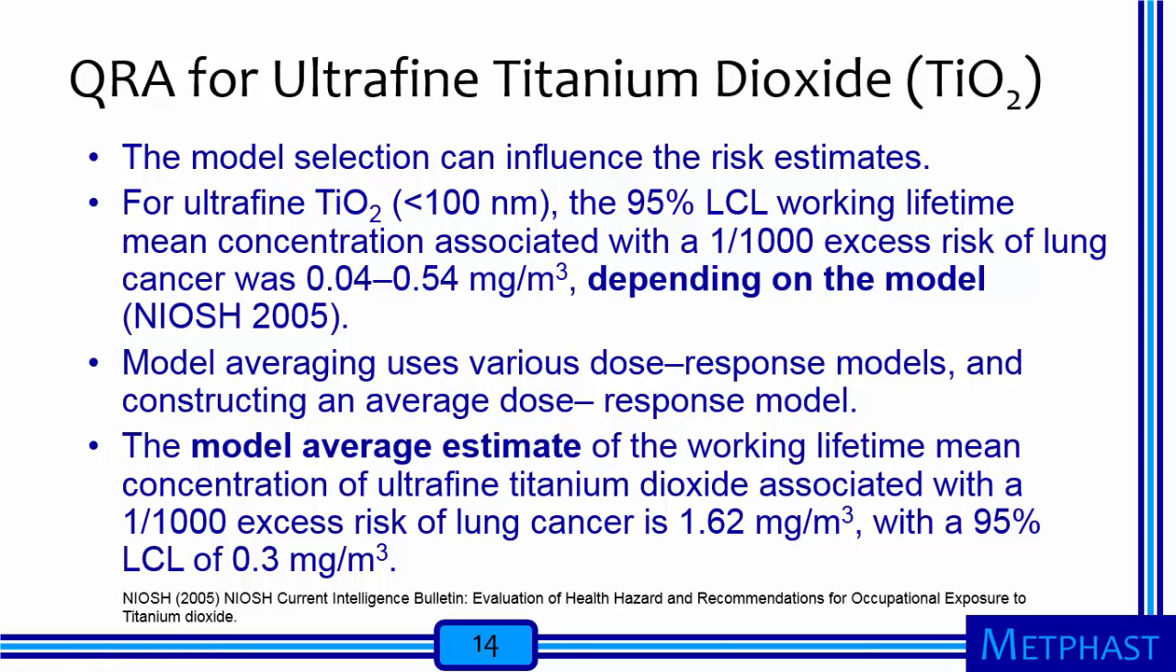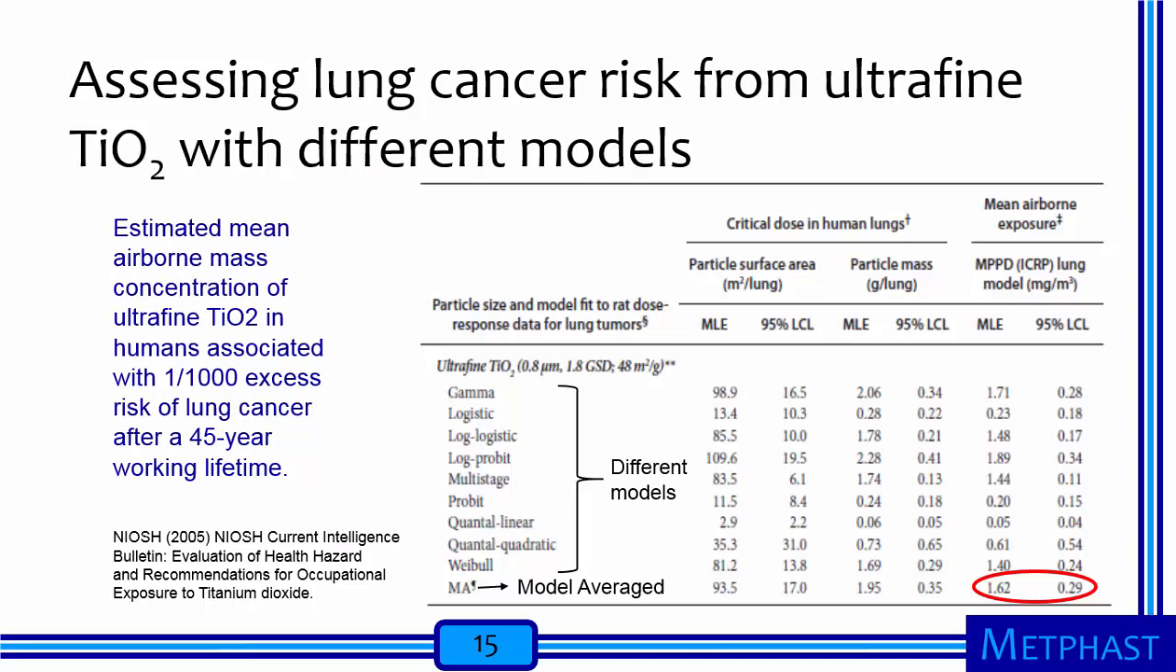The model selection can influence the risk estimates. For ultrafine titanium dioxide, that is particles of titanium dioxide less than 100 nanometers, the 95% lower confidence limit working lifetime mean concentration associated with a 1 in 1,000 excess risk of lung cancer was 0.04 to 0.54 milligrams per cubic meter, depending on the model used. This slide shows the assessment of lung cancer risk from ultrafine titanium dioxide using different models. And as you can see in the last two columns, each model produces a different maximum likelihood estimate, or MLE, and a different 95% lower confidence limit, or LCL.